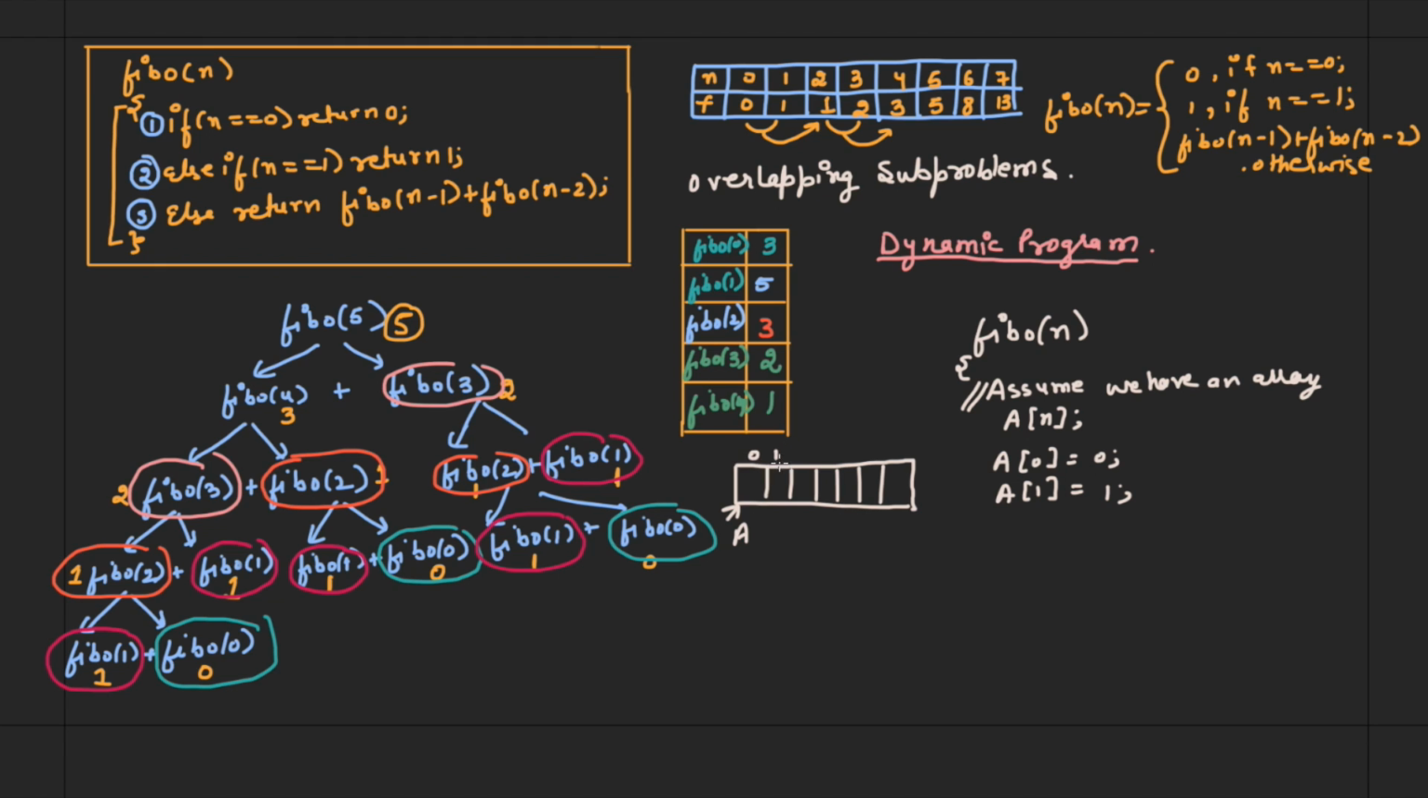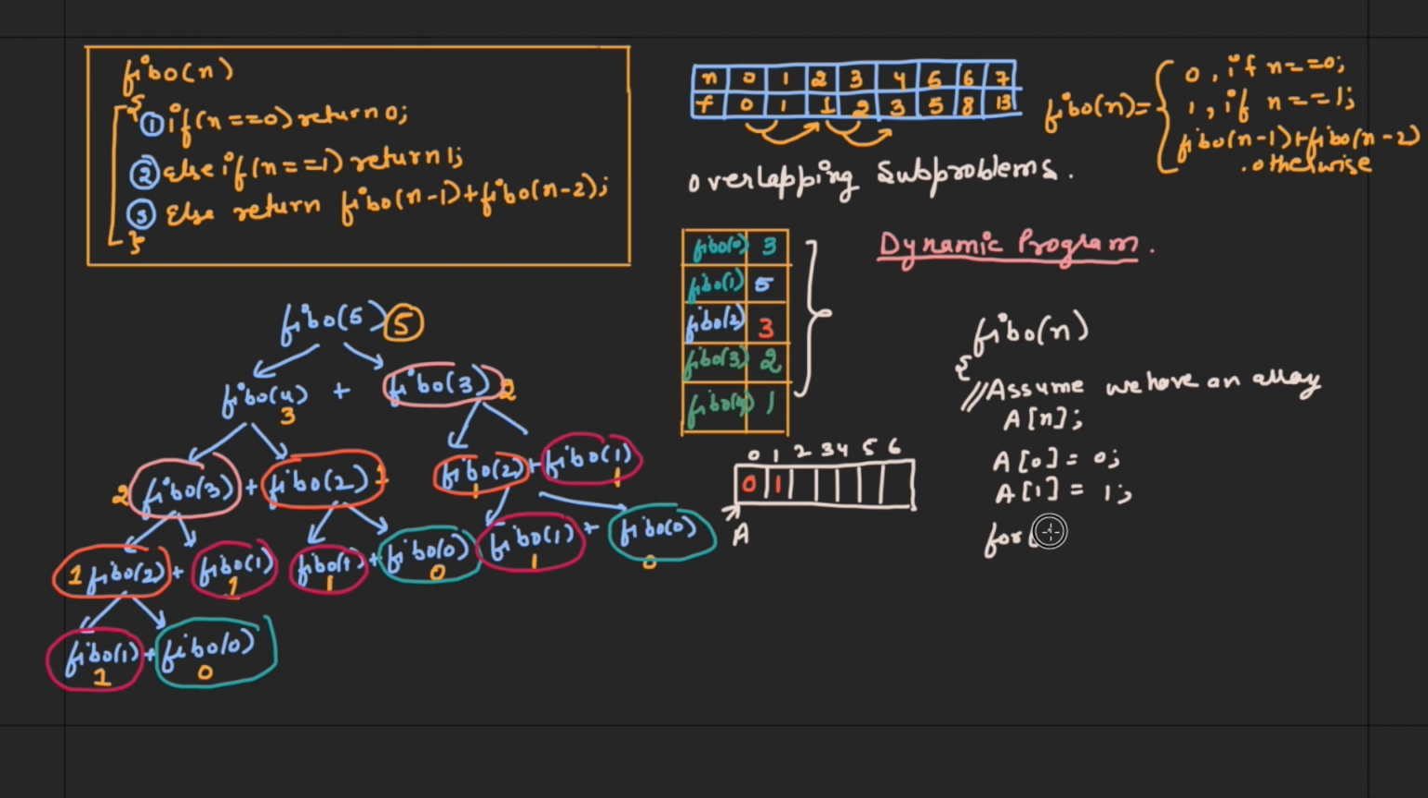Index locations are 0, 1, 2, 3, 4, 5, 6. At index location 0, we are going to store 0. At index location 1, we are going to store 1. And for other locations, if you want to find Fibonacci of n, then we have to calculate those values and store them so that we don't have to calculate them again and again in this array. So we can do something like this.